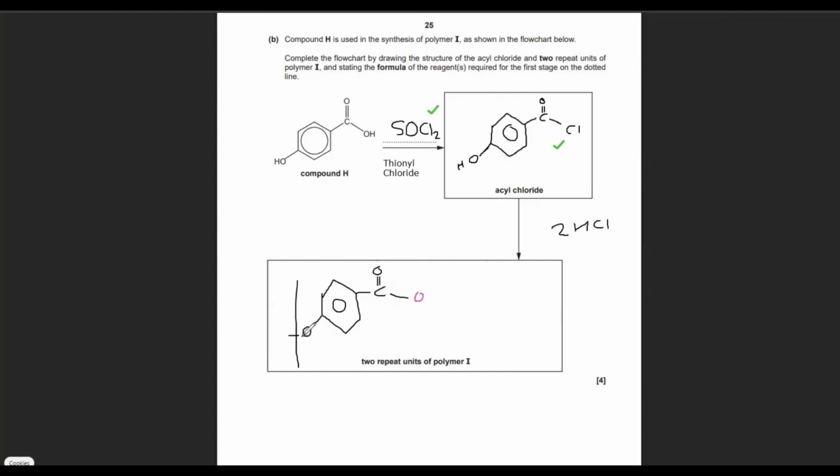And then we're going to remove the Cl, and then we want to join another one on where the same thing has happened. So we're just joining the O from the hydroxide group. I'm drawing it in pink here of our second acyl chloride, and we're just going to keep that continuation going on.